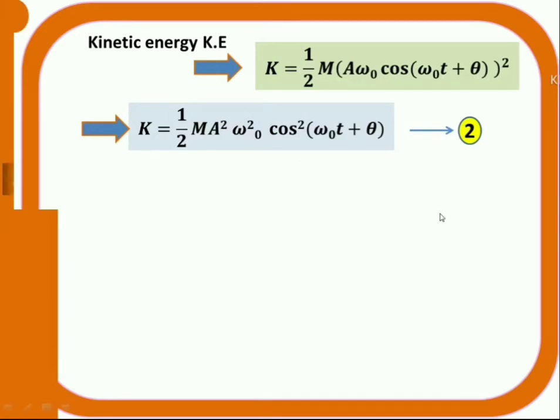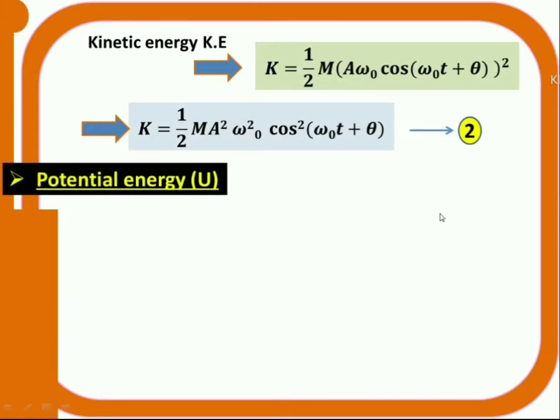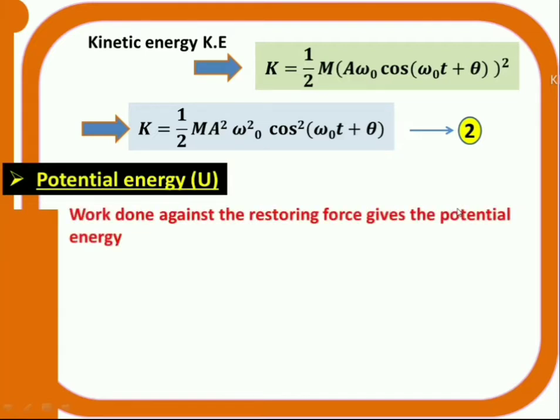Now let us find out the potential energy. What do you mean by potential energy? Potential energy is the work done against the restoring force. Here the body possesses potential energy due to the work done against the restoring force. Actually what is restoring force? F is proportional to minus x. From that F is equal to minus kx. The restoring force is given by minus kx.